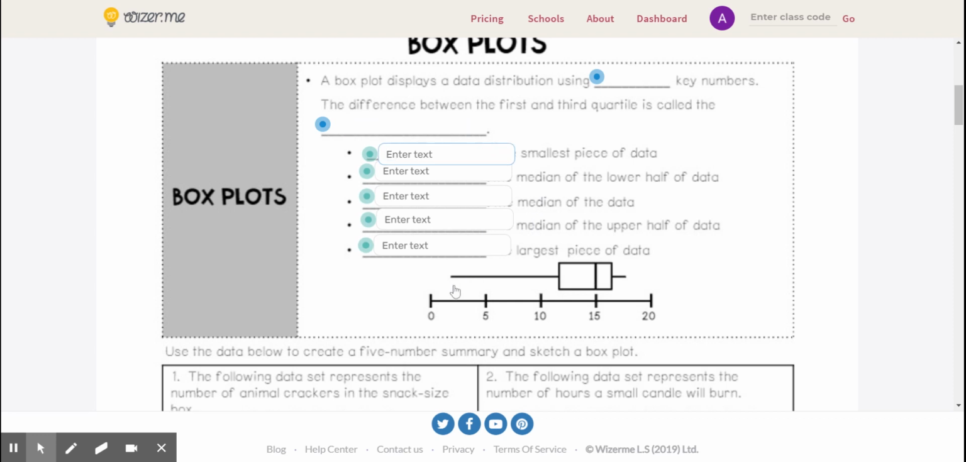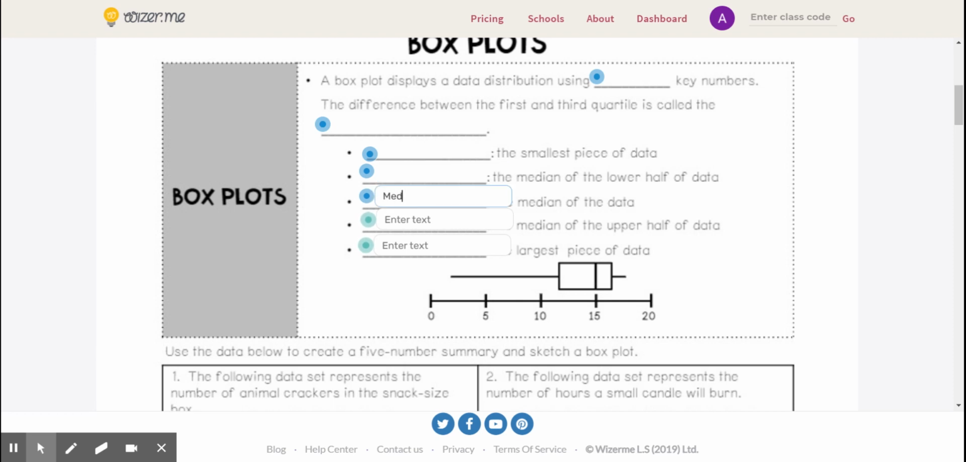Now, your smallest piece of data, which is your first number in your set of data numbers, is called your minimum. That's the smallest number in your data set. Now, median of the lower half of data, okay? Lower half of data means to the left side of the median, so your lower numbers. We call this Q1 or quartile 1. Okay, that's your first quartile, quartile 1.